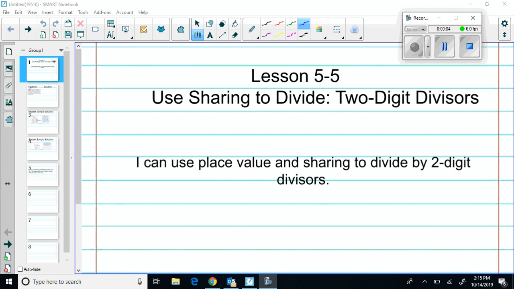Welcome to lesson 5-5. Use sharing to divide. Two-digit divisors. And your I can statement is, I can use place value and sharing to divide by two-digit divisors. Go ahead and push pause and then push play after you've written your topic and your I can statement.